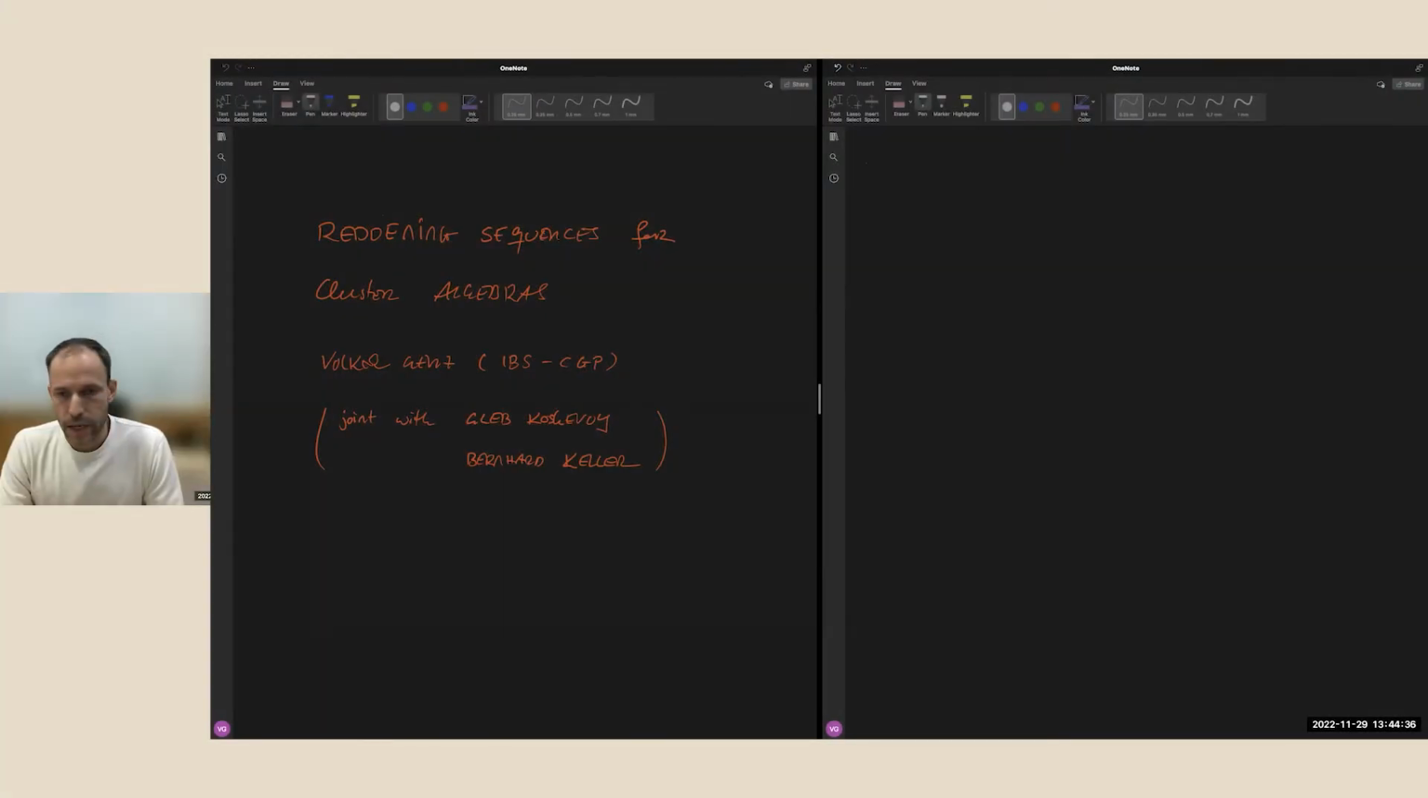So cluster algebras are, on the one hand, combinatorially accessible, and on the other hand, interesting. Reddening sequences are an important ingredient in the combinatorial computational toolbox of cluster algebras. Surprisingly, it's not known, to my knowledge, how to determine whether a given cluster algebra possesses a reddening sequence or not. Today, I want to recall some classes for which it's known that reddening sequences exist and add a new class to this list. And this is joint work with Gleb Koshevoy and Bernhard Keller.